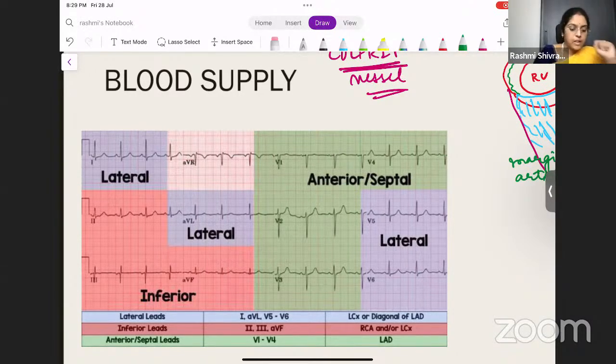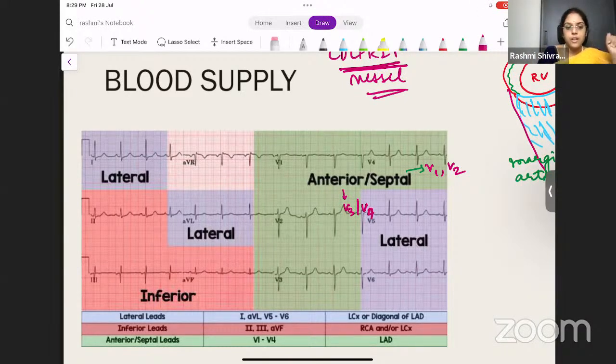So what happens in anterior or septal MI? Where will you look? You will look at the anterior chest leads, V1 to V4. V1 and V2 are mainly septal, and V3 and V4 are anterior. These usually go hand in hand because it is an extensive area that gets affected. So in an anteroseptal MI, V1 to V4 are affected.